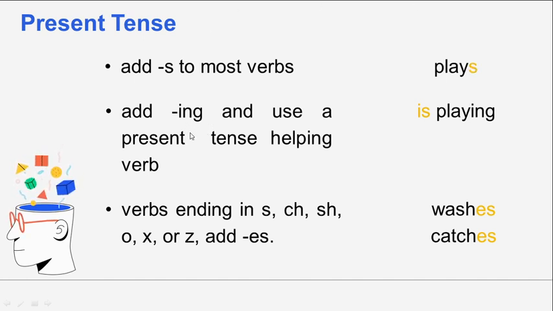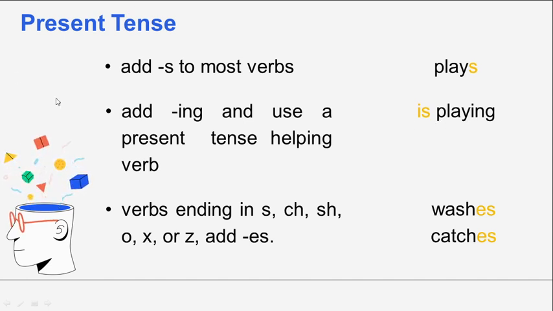Second rule, you need to add ing and use a present tense helping verb. For example, is playing. We are already done discussing the different kinds of verb: the action verb, the linking verb, and the helping verb. So here in this example, the helping verb is "is" and "playing" is the main verb. So "is" is a present tense.